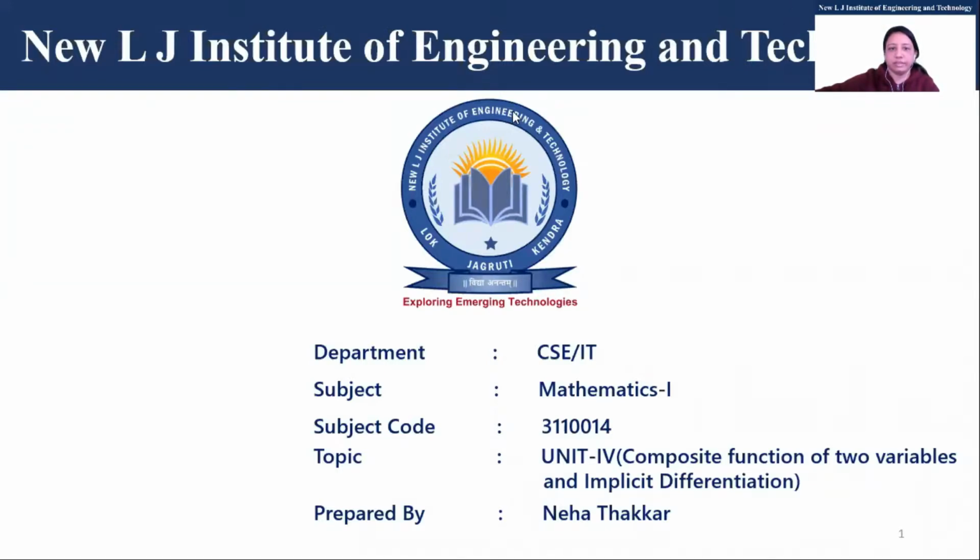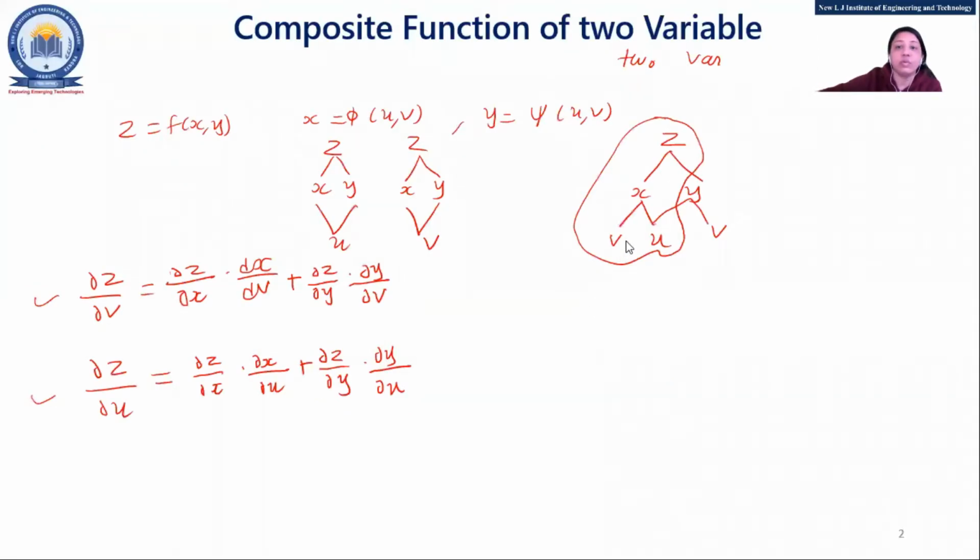Okay, fine. So in the last lecture we saw the composition function of one variable, and we also started on two variables. We are going to continue with two variables, and we are also going to see implicit differentiation. So we'll start with the function of two variables.